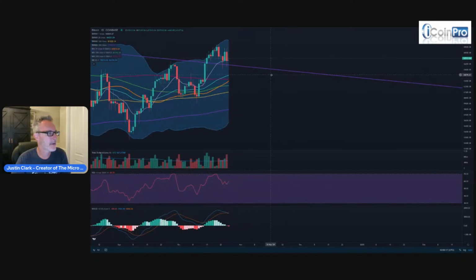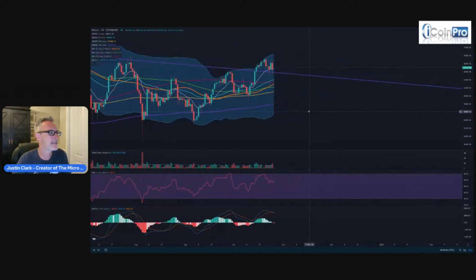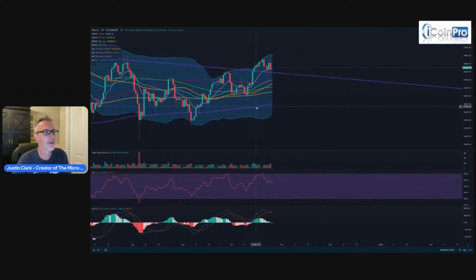Below that, we got all these different moving averages. Obviously, 60K is a technical point based on all the moving averages and also a psychological point. We got to stay above that to keep the bull scenario open and potentially happening. This dark purple line is our last line of defense here of the bull market scenario.